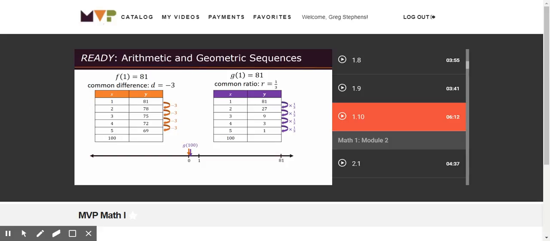So, f of 100 will be a large distance from 0 in a negative direction, while g of 100 will be a small positive fraction. Any positive number is larger than a negative number, so g of 100 will be greater than f of 100.